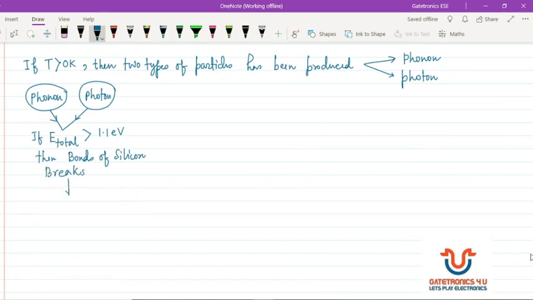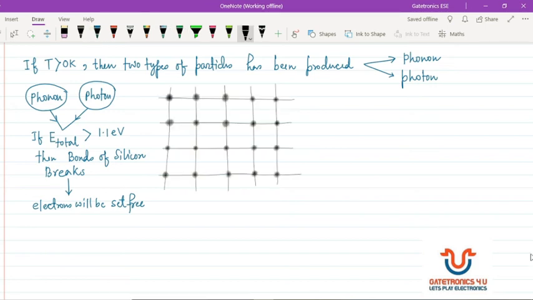As we know, in a single bond of silicon there are two electrons. So when the bond breaks, electrons will be set free. To understand this scenario, let us take the 2D representation of the silicon crystal. This is the 2D representation of the silicon crystal, and these are the silicon atoms. Now, if the total energy is greater than 1.1 electron volt, let us assume that this bond breaks.